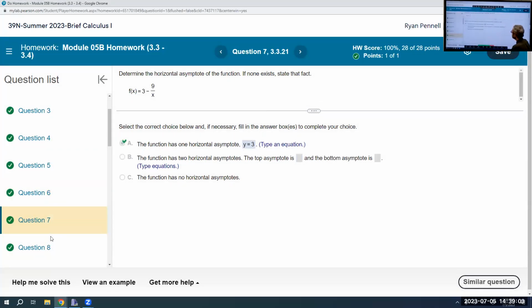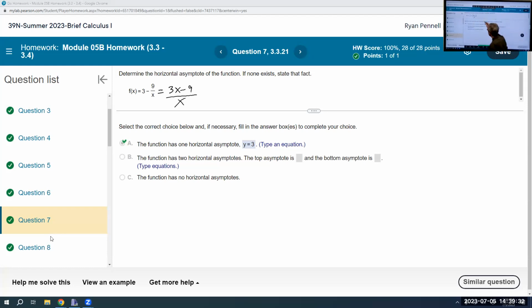Let's see, determine the horizontal asymptotes of the function. If none exist, state the fact. For this one, I think it's easier if I rearrange this a little bit. This would be equivalent to 3x minus 9 over x. That might be a little easier to see. So, totally equivalent, just by algebra, moving things around a little bit.